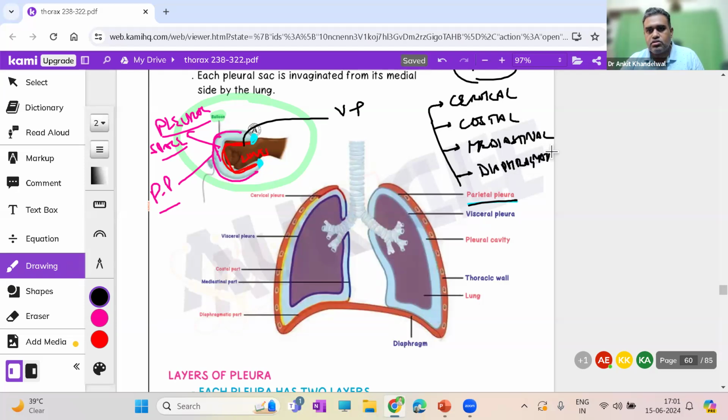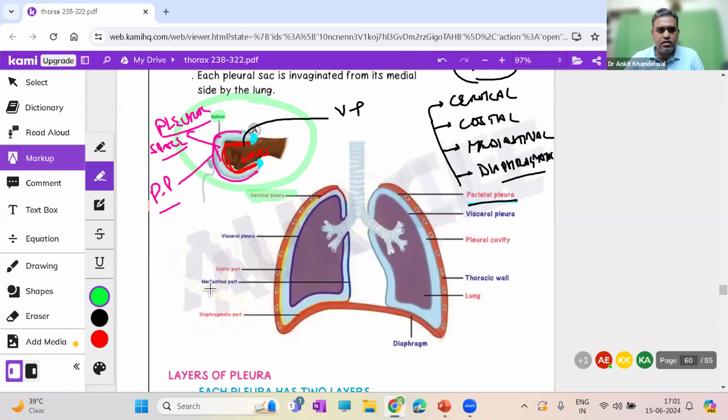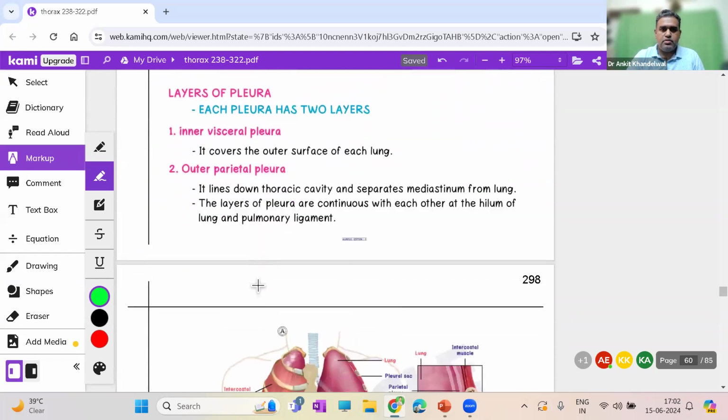Now you might say there are so many different names. The names are different only according to the location of the pleura. It is the same thing. For example, let us see over here. Cervical pleura is written over here. Mediastinal part of pleura, diaphragmatic part, and the costal part, yes, it is labeled over here. These are the 4 parts of the parietal pleura. Visceral pleura, you don't give different names to it. So each pleura has 2 layers: inner visceral pleura and outer parietal pleura, which covers the outer surface of the lung. The different parts are written over here.